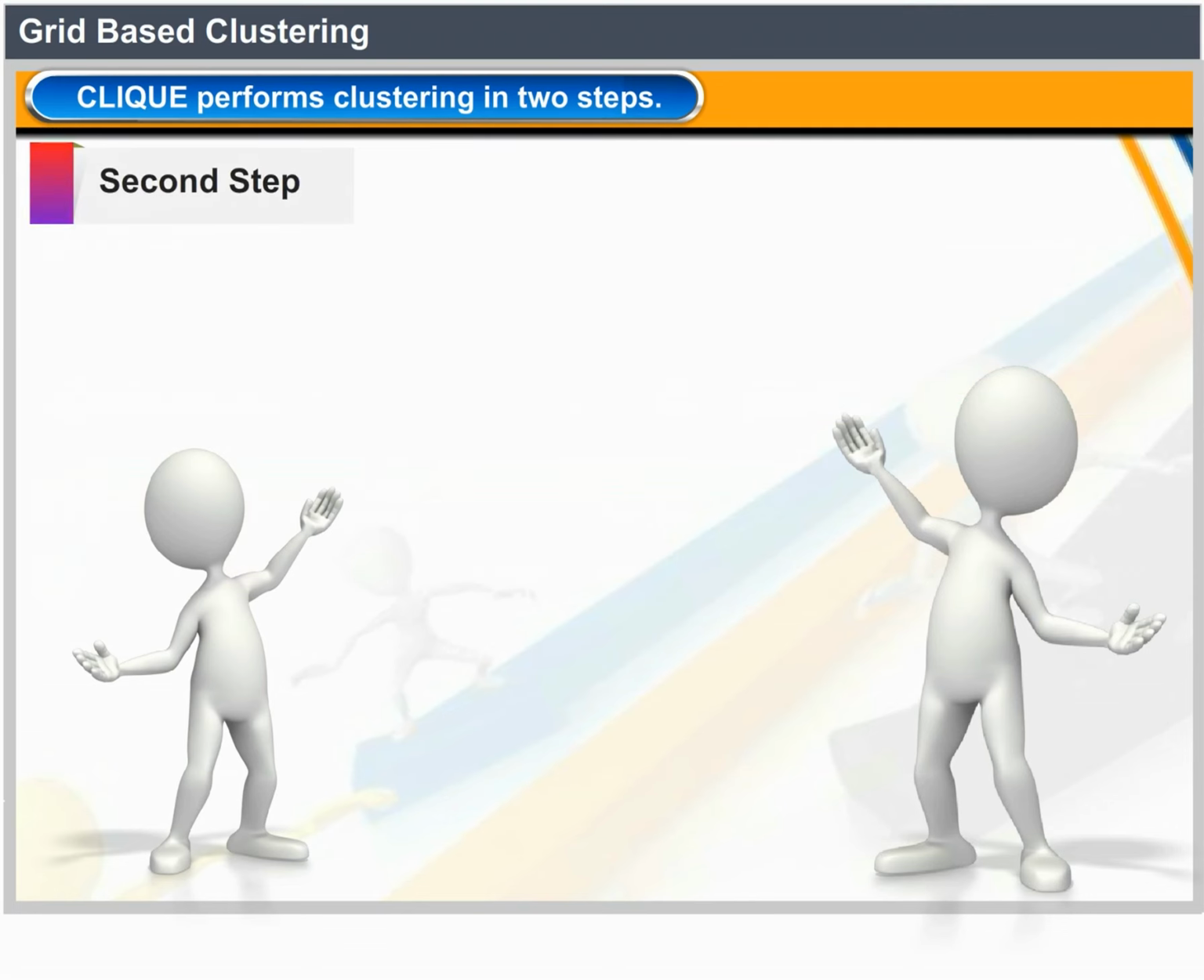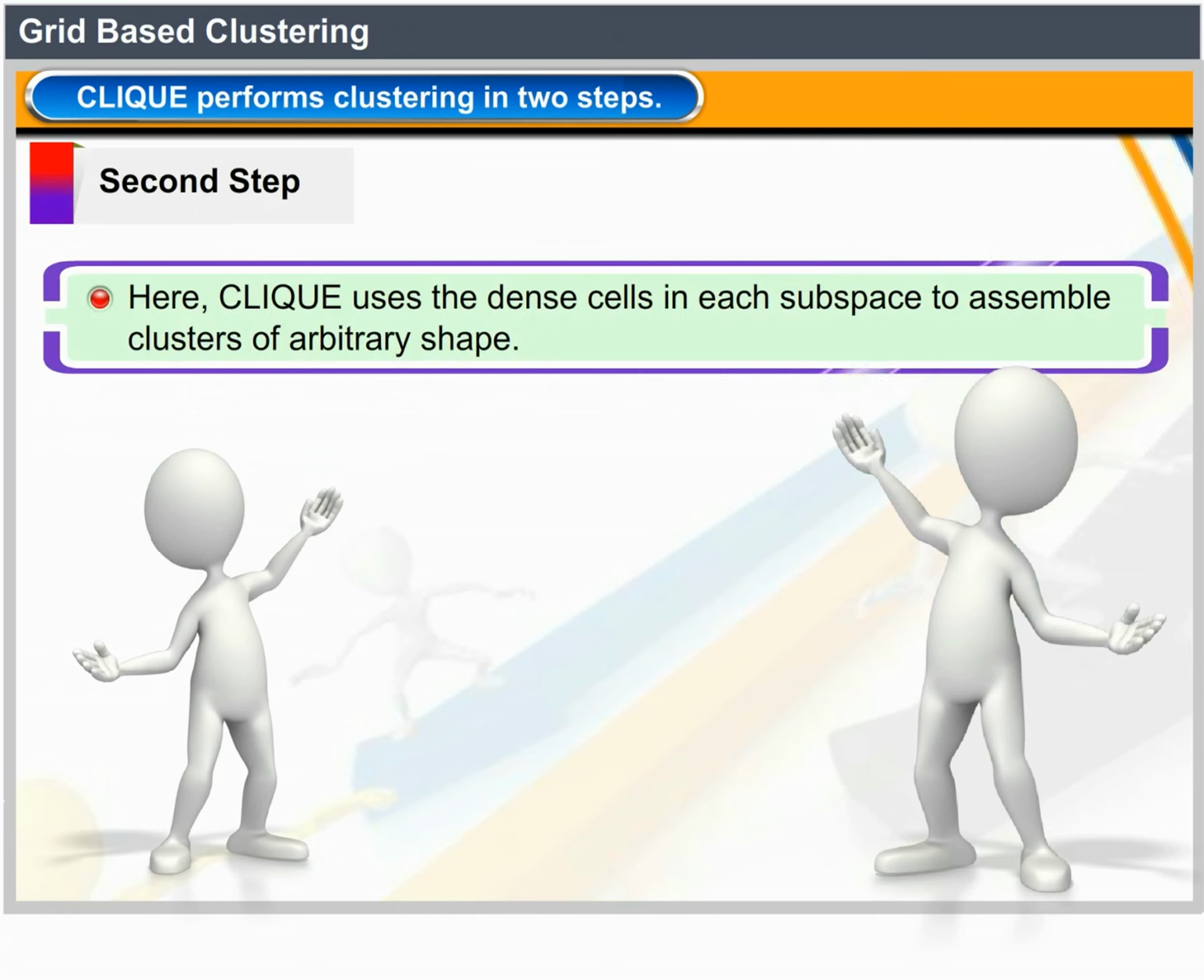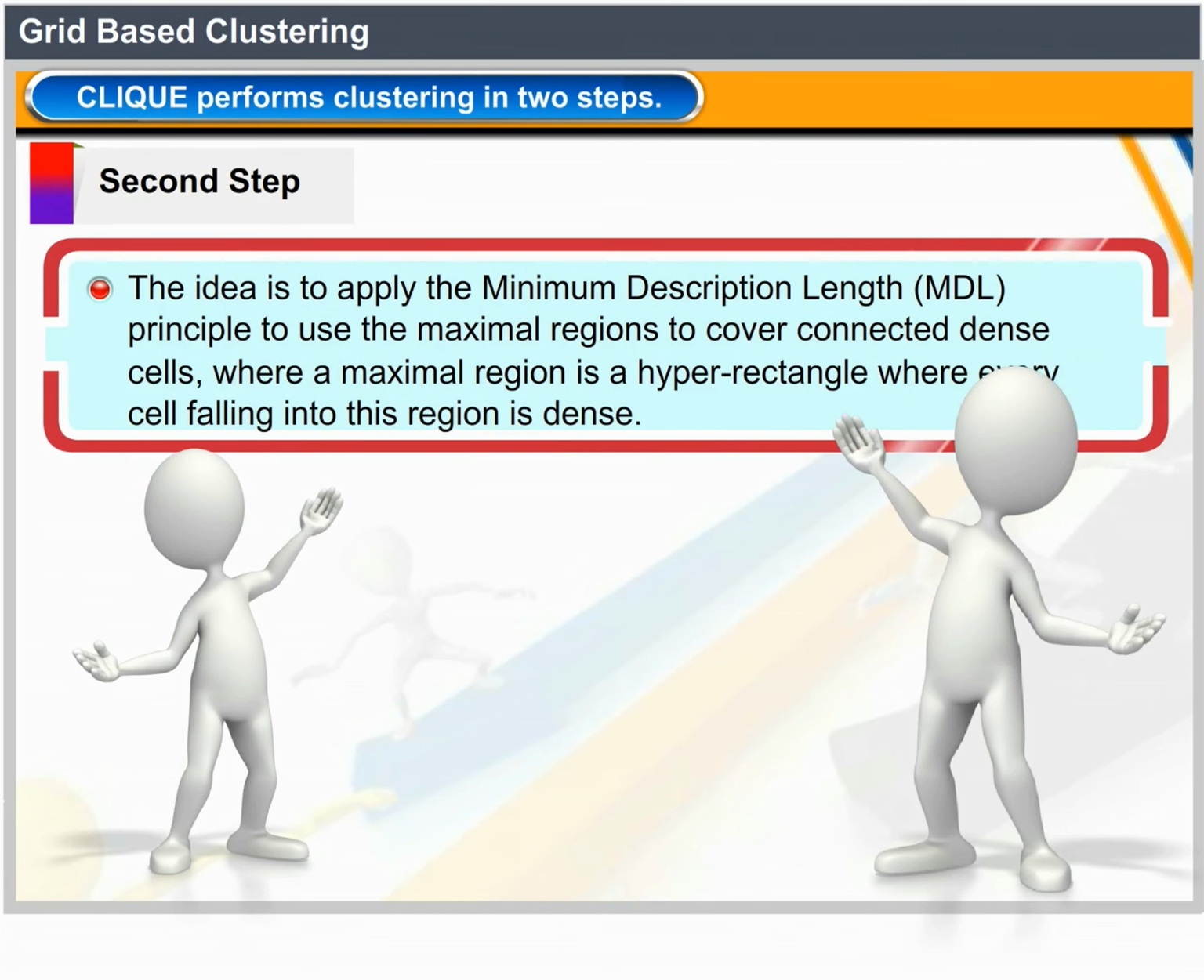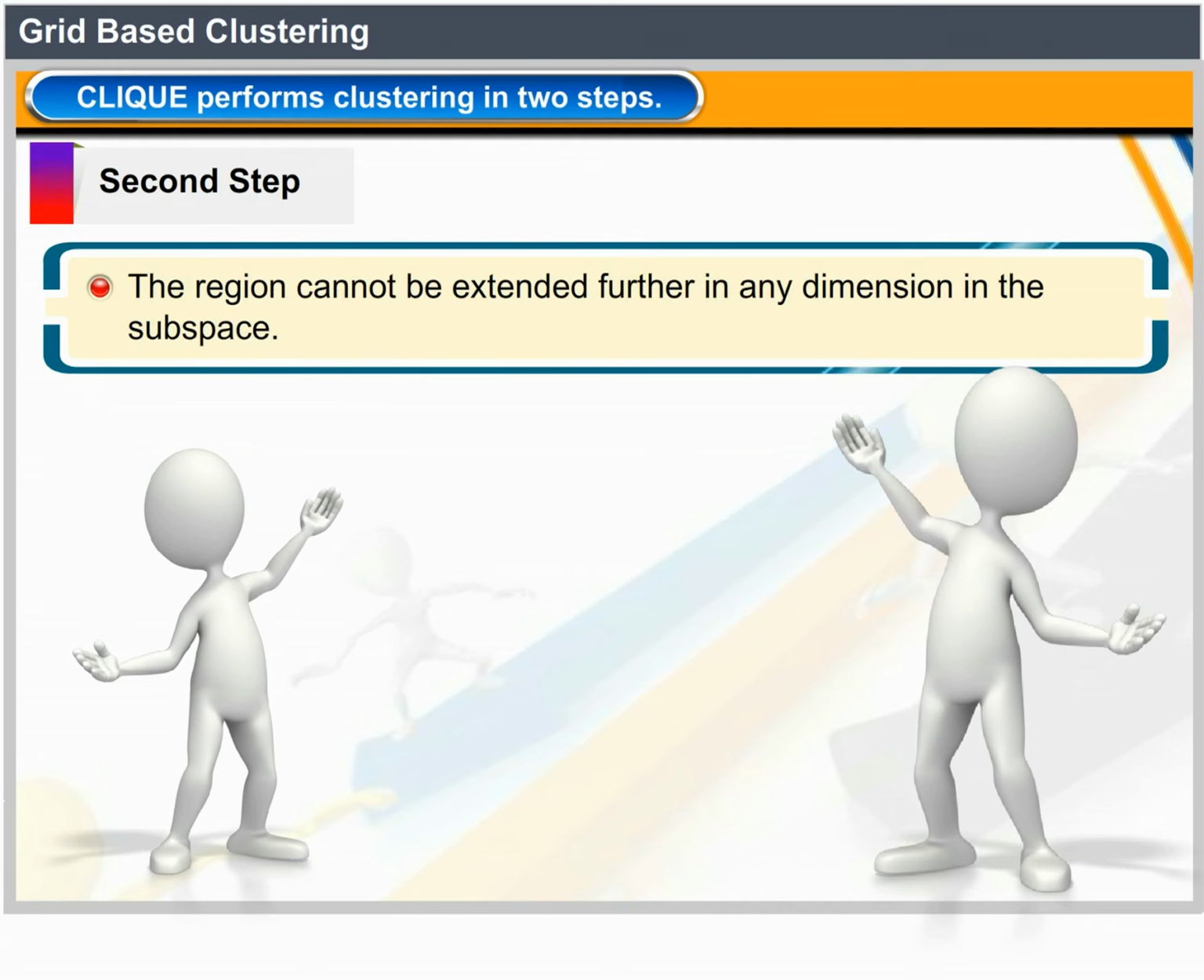Second step. CLIQUE uses the dense cells in each subspace to assemble clusters, which can be of arbitrary shape. The idea is to apply the minimum description length, MDL, principle to use the maximal regions to cover connected dense cells, where a maximal region is a hyperrectangle where every cell falling into this region is dense and the region cannot be extended further in any dimension in the subspace.